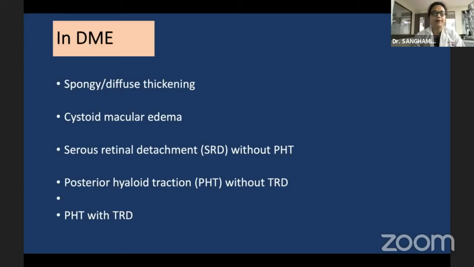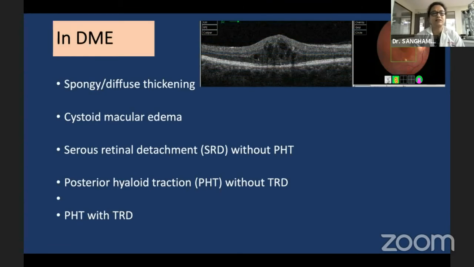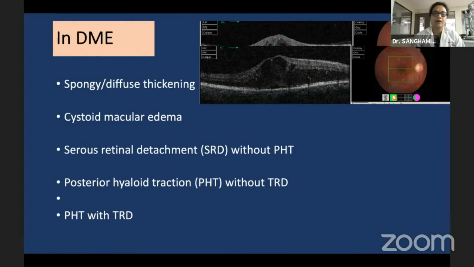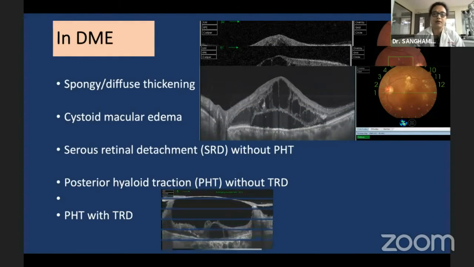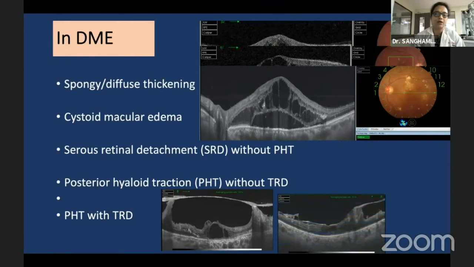In diabetic macular edema, OCT classification is as a spongy diffuse thickening, a cystoid type of macular edema, serous retinal detachment without a posterior hyaloid traction, a posterior hyaloid traction without a tractional retinal detachment, or a posterior hyaloid traction with a tractional retinal detachment.